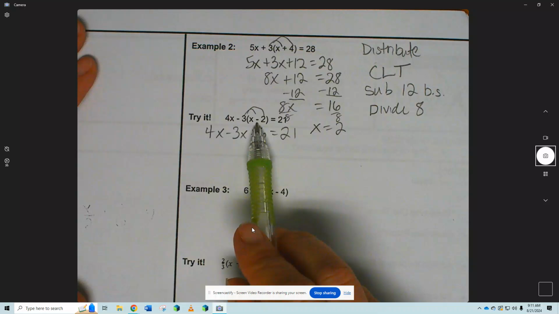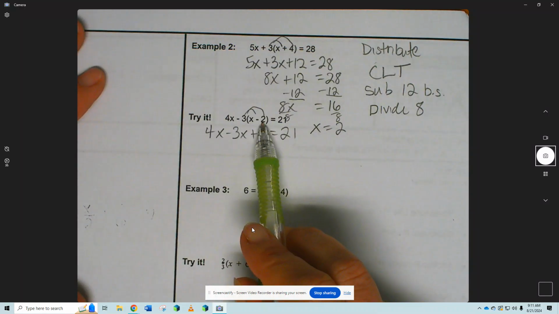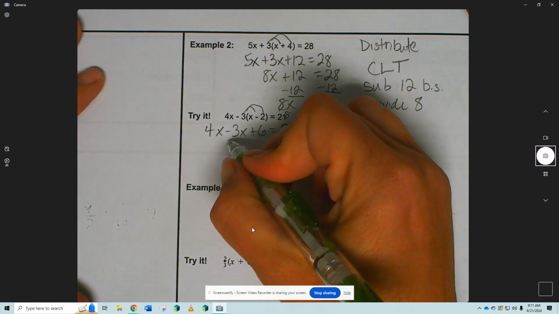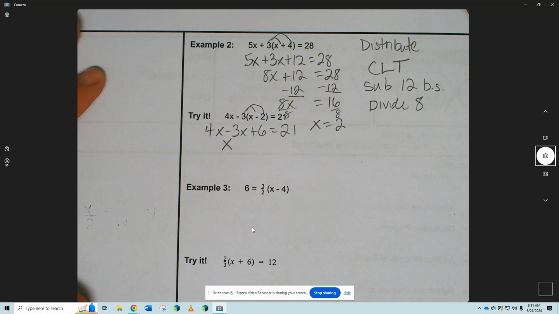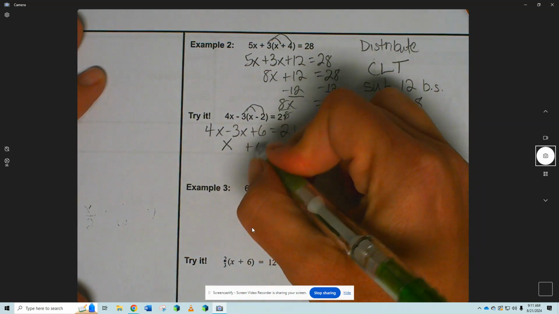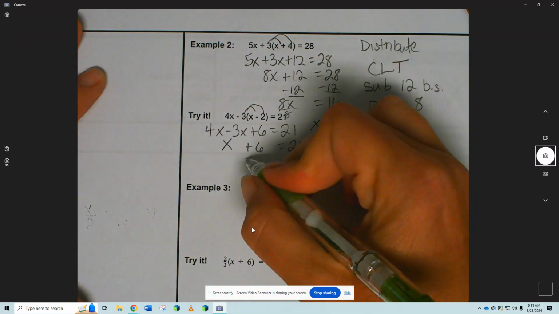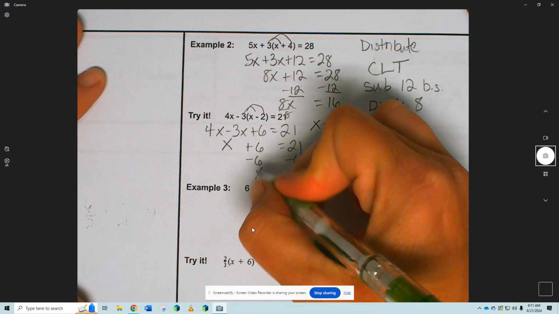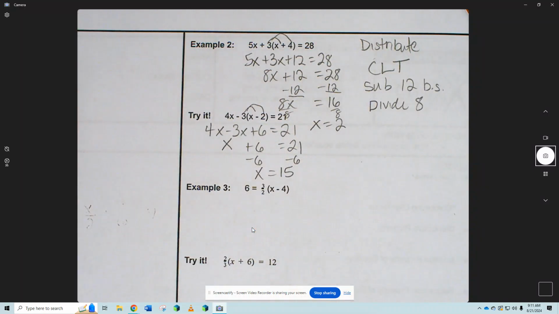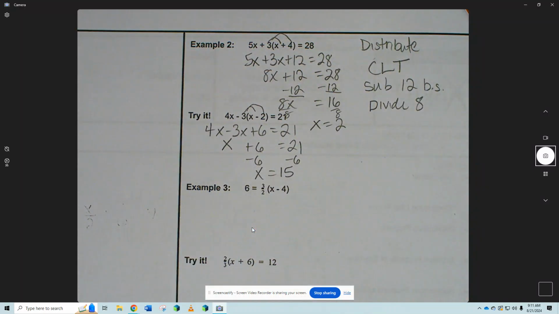So, the 3 gets distributed. Negative 3 times negative 2, be careful. A subtraction is the same as a negative. Negative 3 times negative 2 is plus 6. 4x take away 3x. It's just a singular x. Plus 6 equals 21. And then you subtracted 6. X equals 15. Okay? Good.